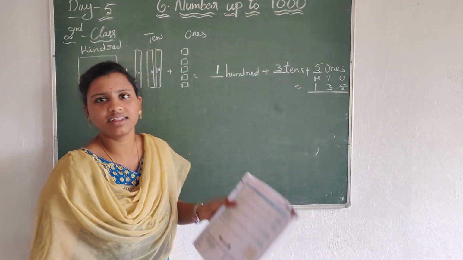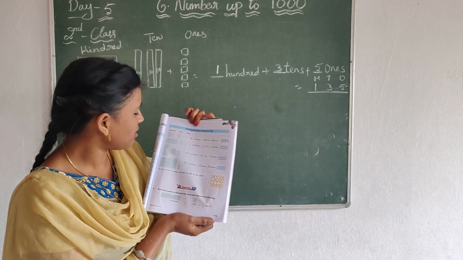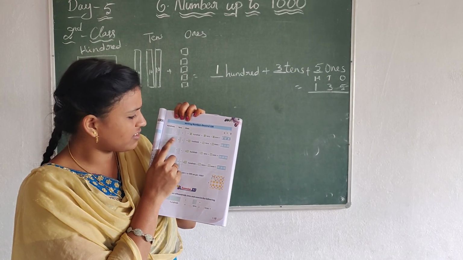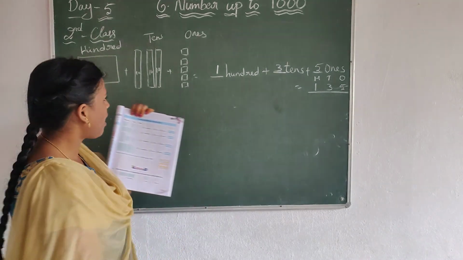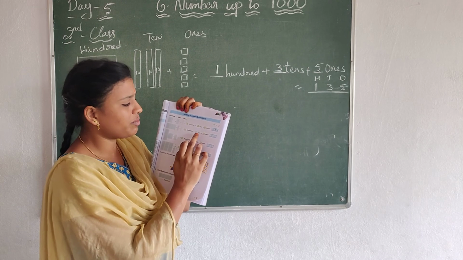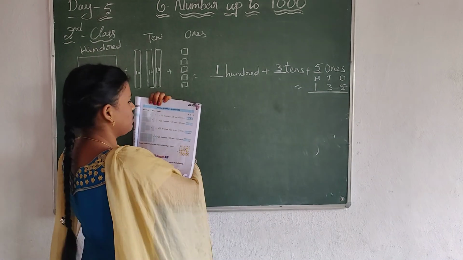135. These types of sums are in your textbook. Look at the second picture. How many hundreds are there? 2. How many hundreds are there? 2. Plus, how many tens are there? These are also 1, 2.